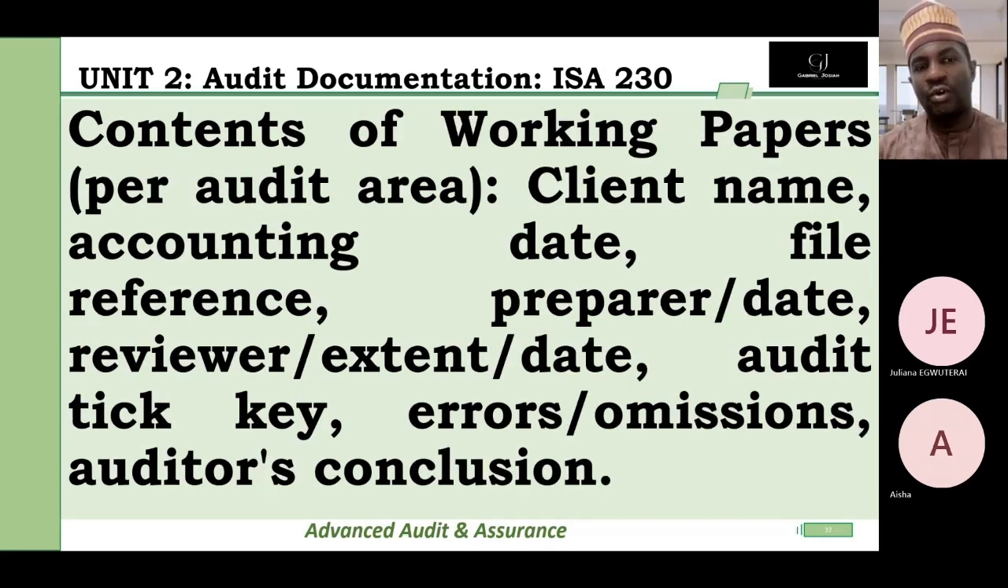And also the contents of working papers per audit area. You look at the client's name, the accounting date, the file reference, who prepared the working papers, who reviewed them. So all these must be in place as evidence. The errors, the omissions, the auditor's conclusion based on everything that has been done during the work must be documented as your working papers, whether digital or paper.